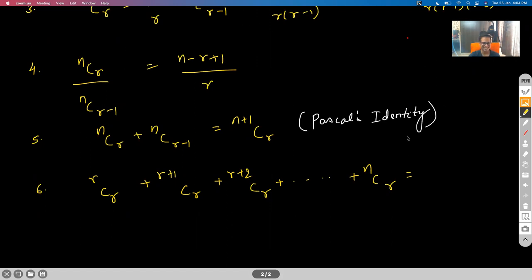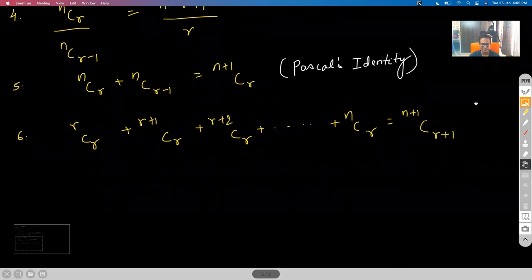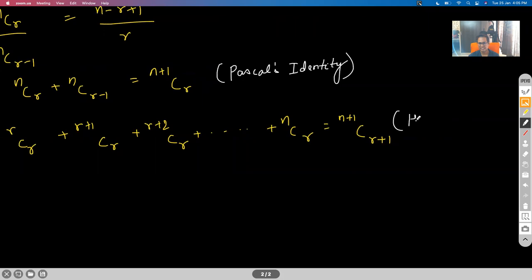So it's (n plus 1)C(r plus 1). Okay. Now this is actually called a hockey stick identity. This is what we call the hockey stick identity. Now, how it actually works.